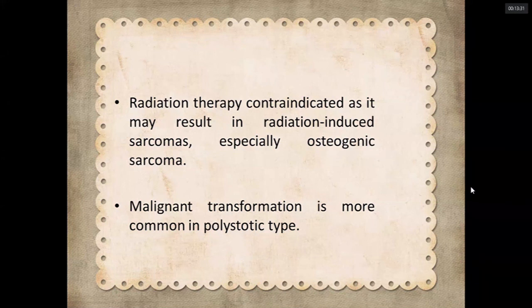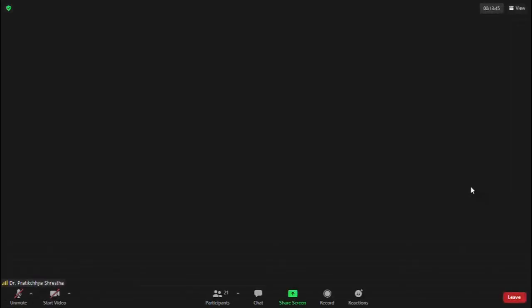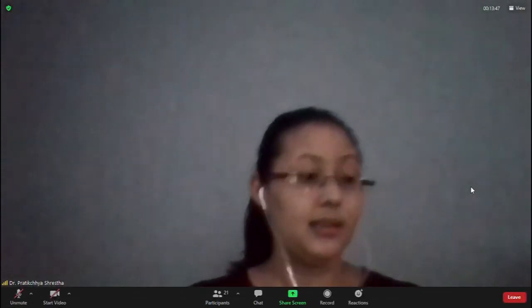So that finishes our long chapter, that is fibro-osseous lesions of the jaws. I hope the chapter was clear, and hope you understood everything, especially the radiological part.